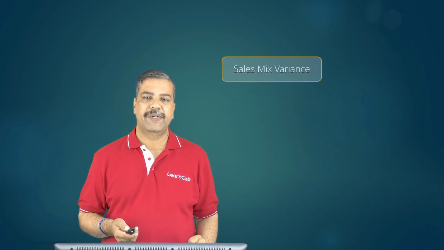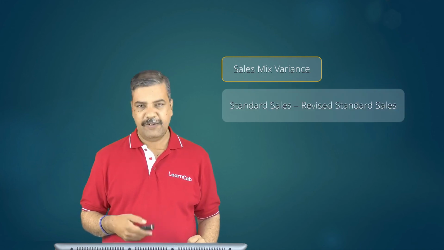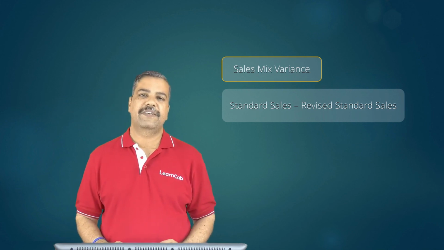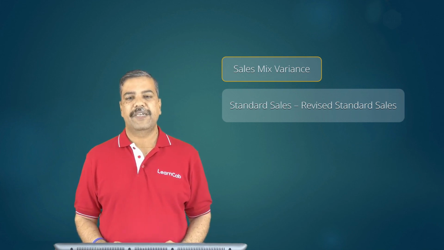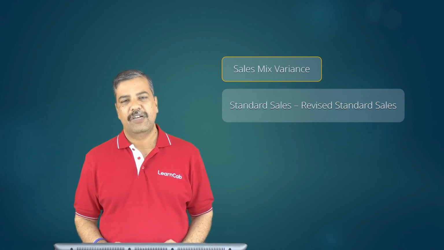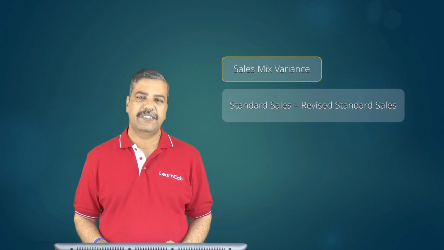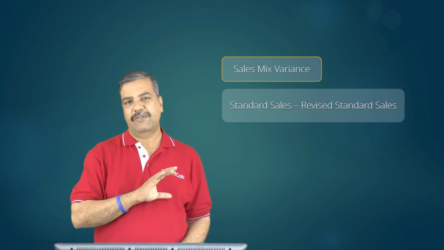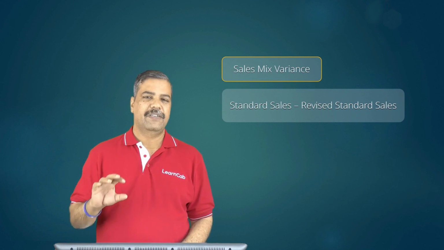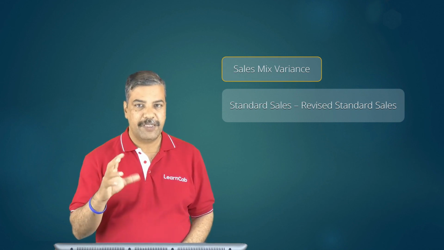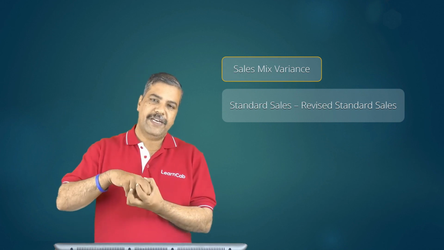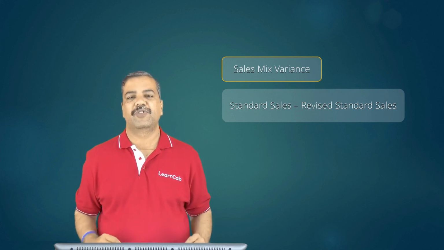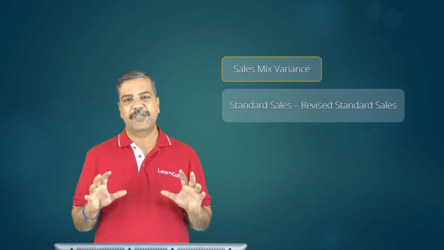Then we have sales mix variance. When I say mix, it means the different components getting into the sales, contributing towards your sales revenue. So standard sales minus revised standard sales. Whenever I am revising it, I need to revise keeping actuals in mind. Whether it's labor mix variance or material mix variance or whatever it is, please remember, whenever the term mix comes into the picture, we need to compare the standards with actuals and take the proportion of actuals to standards. That is how we need to work it out.